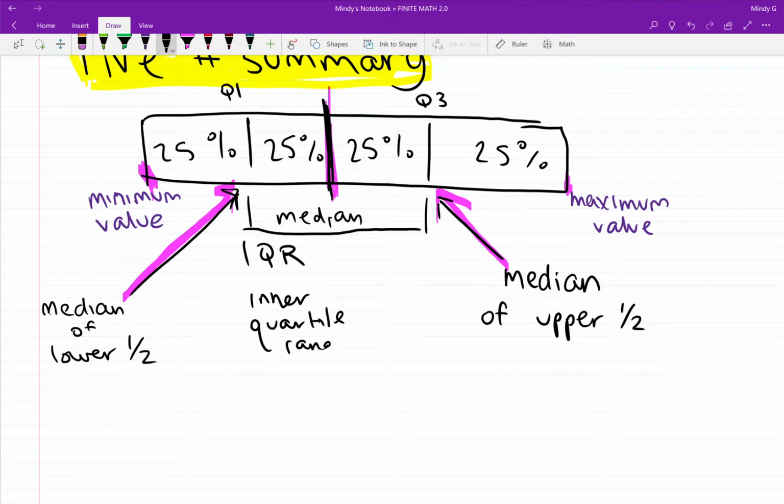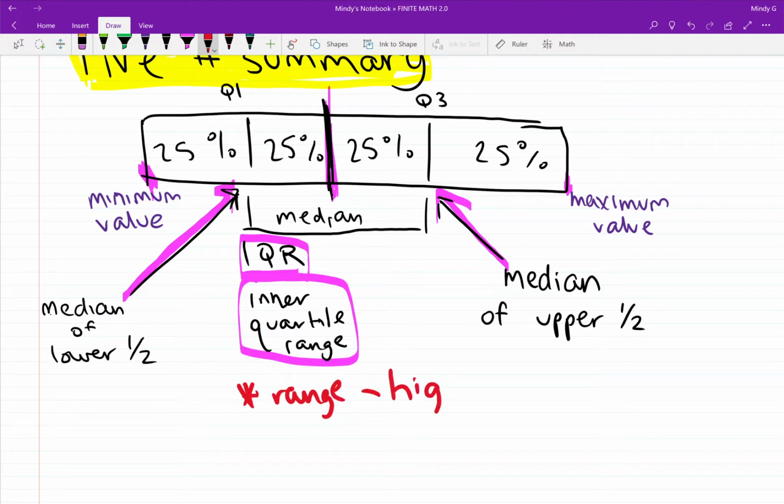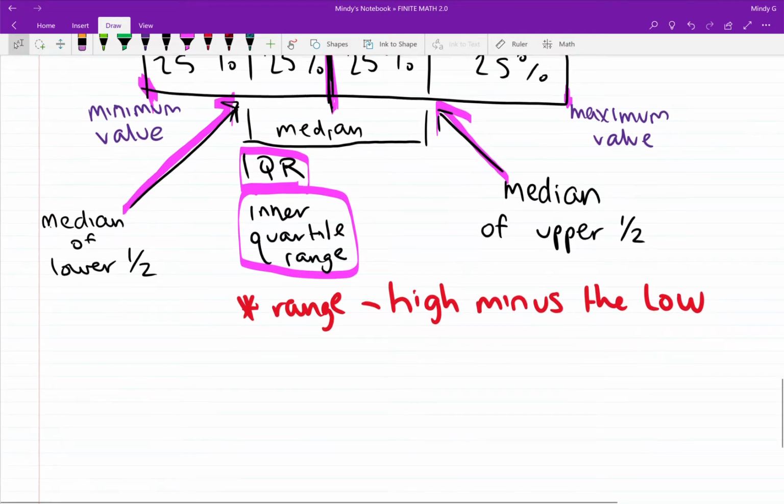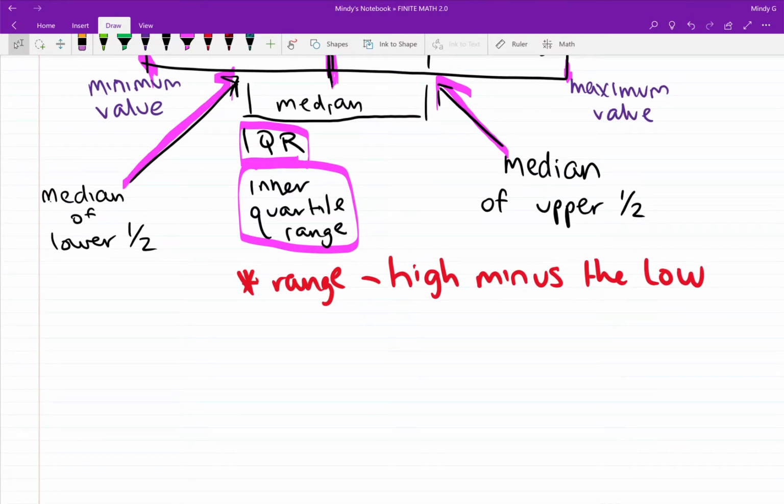To find the range of something, you subtract the high minus the low. Maybe I should put that up here, huh? The word range is the high minus the low. So the interquartile range would be quartile 3 minus quartile 1. And that's your interquartile range.